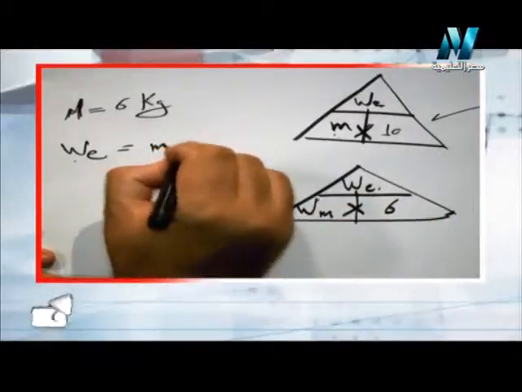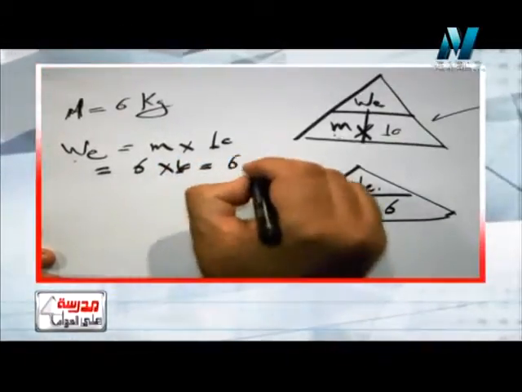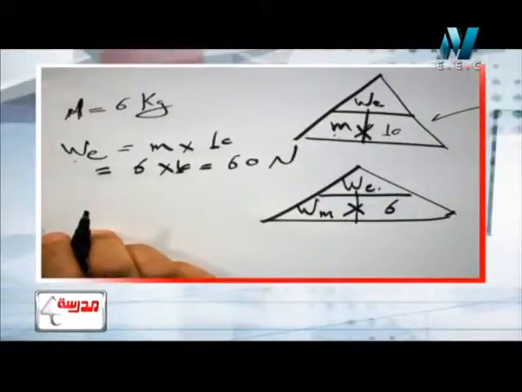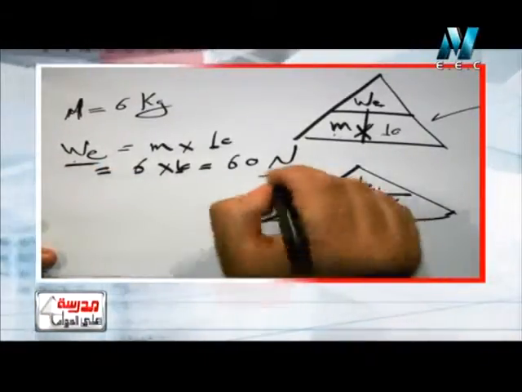So weight on the earth equals what? Equal mass by 10. So it will be 6 kilogram by 10. It will be 60 newton. We have to be very careful: when I solve any problem with weight, it will be newton, not kilogram.